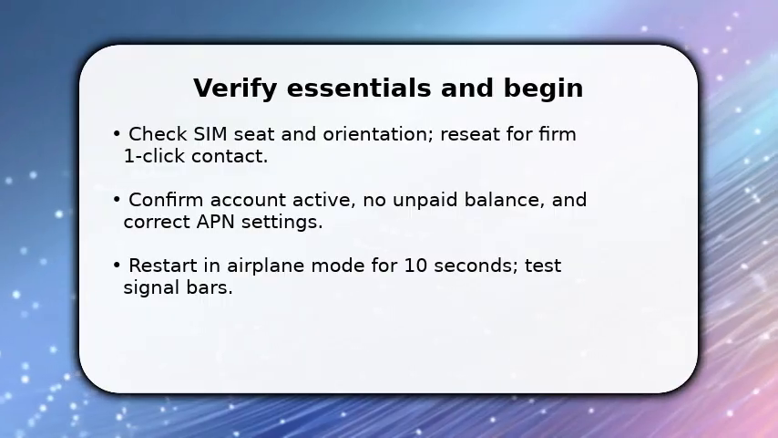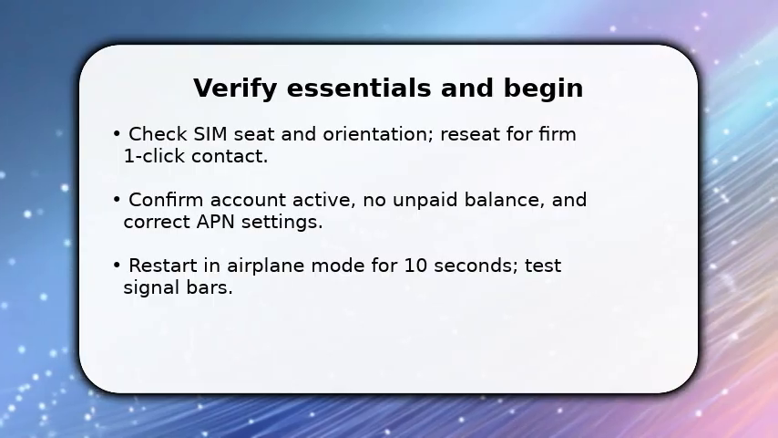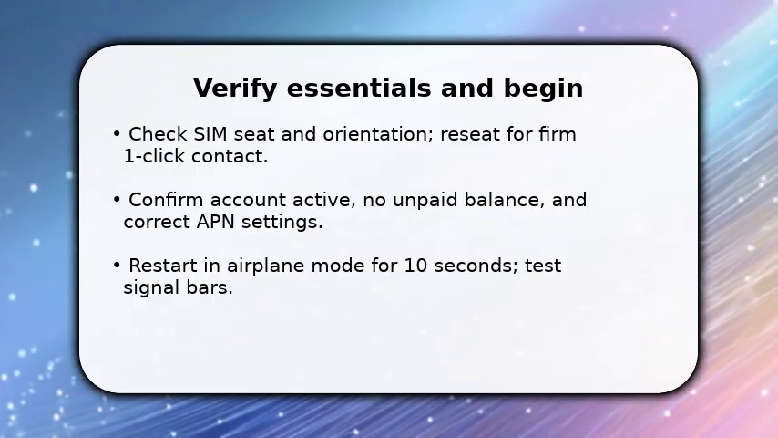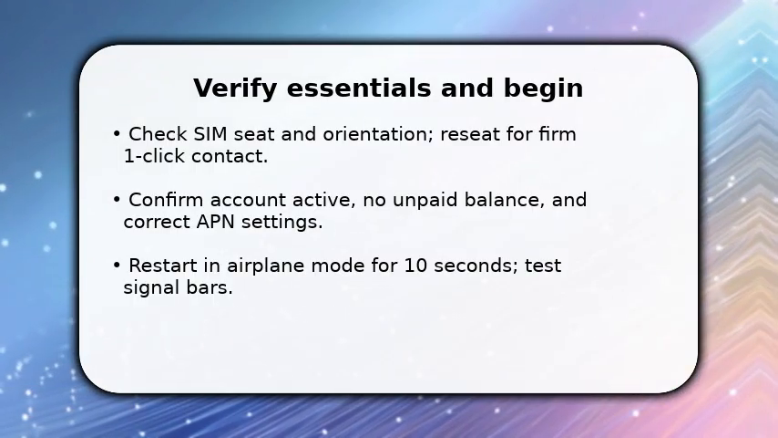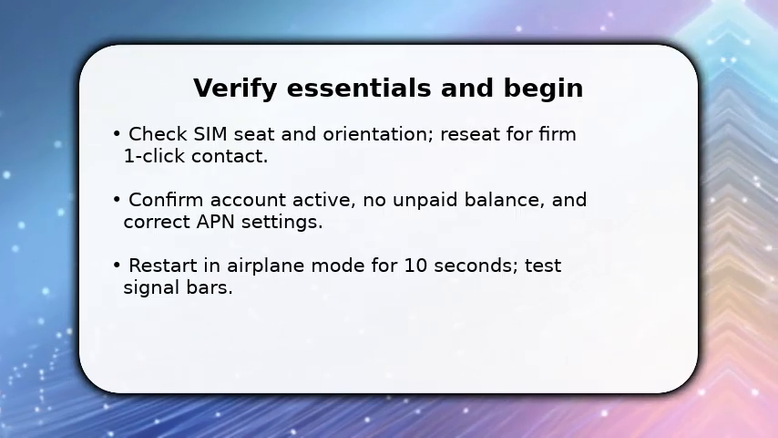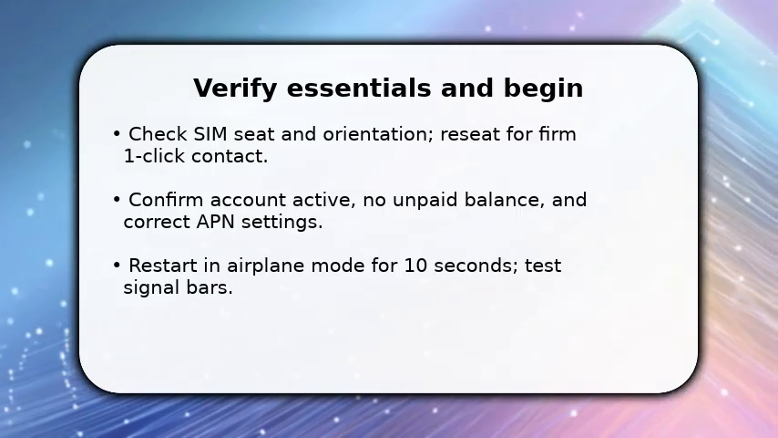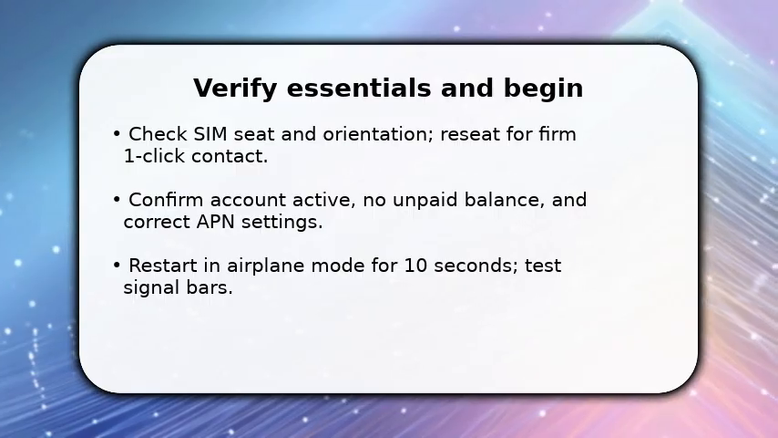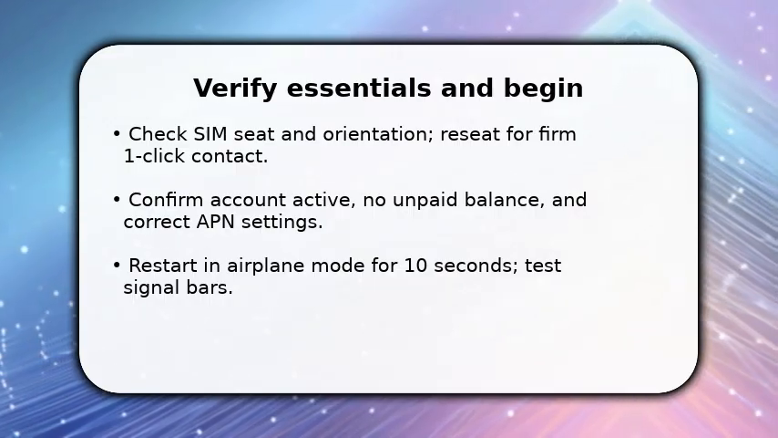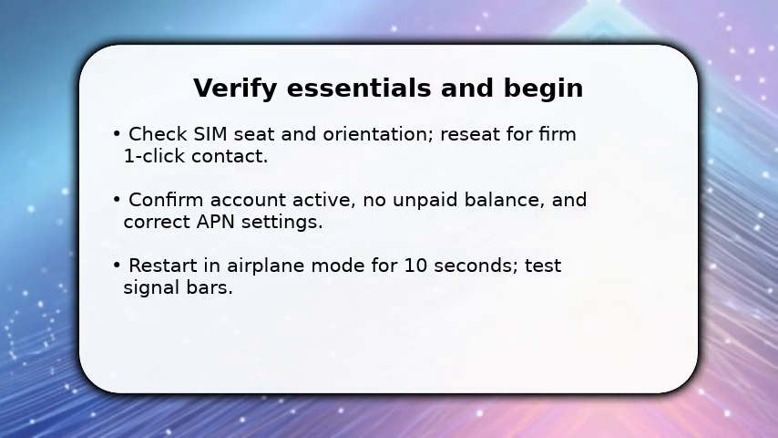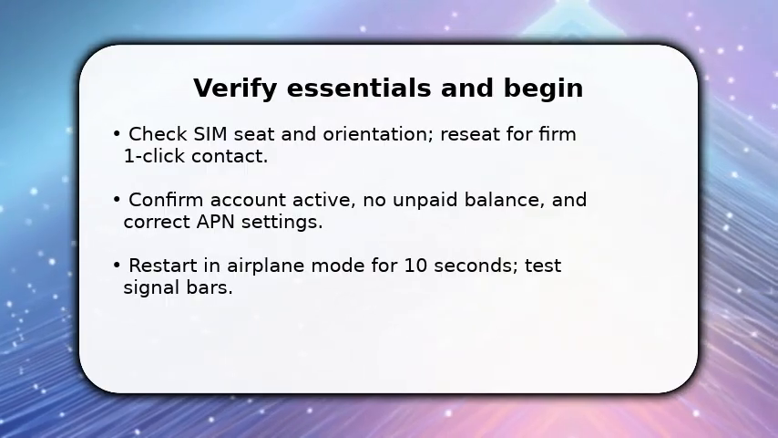You start by confirming the essentials: SIM physical contact, account status, and basic settings. These are why many failures happen. Once done, power off, remove the SIM, inspect for dirt or damage, then reseat it firmly. This restores lost contacts. Next, boot and toggle airplane mode for 10 seconds.